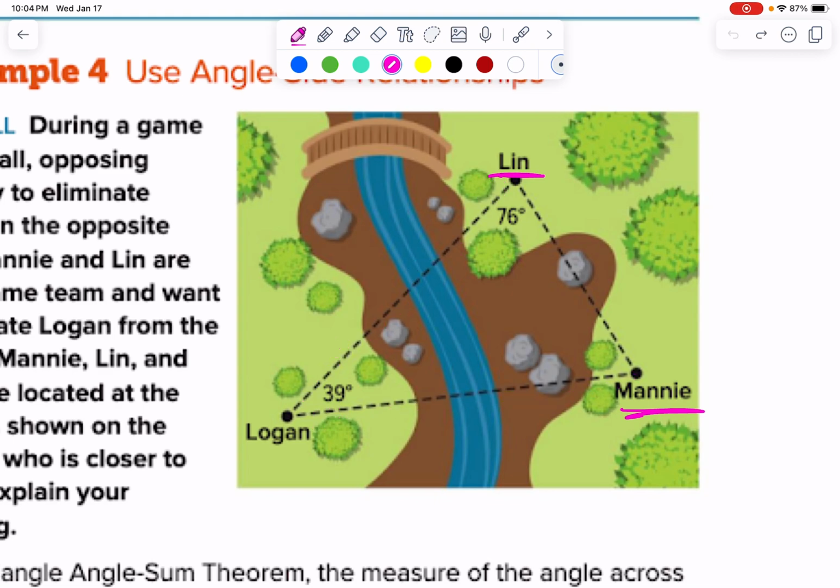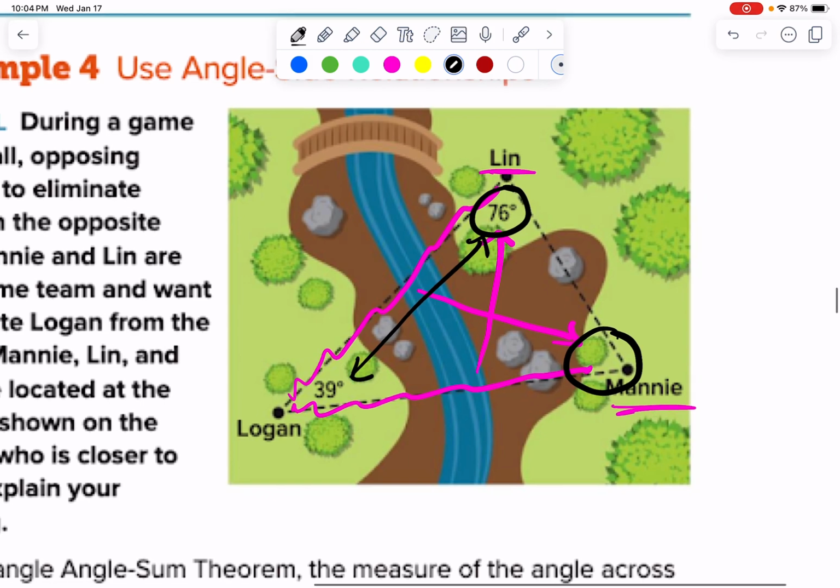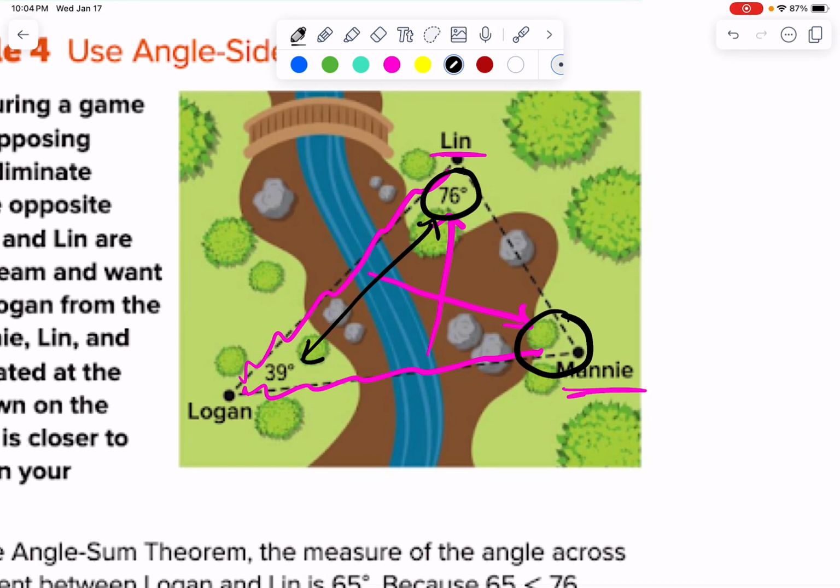Who is closer? Okay, so what I need to do is, if I'm trying to look for this distance, I'm going to look at this angle in comparison to this angle. It's kind of like that crisscross method that we did with the isosceles triangles, right? So I'm comparing this angle to this one, but we don't know this angle. So I have to find it, add those two together. 39 and 76.